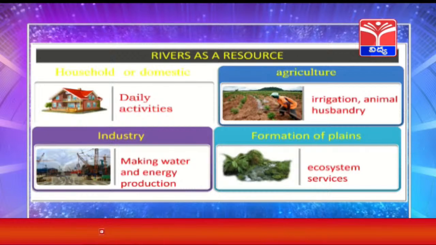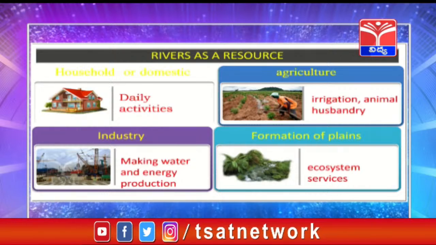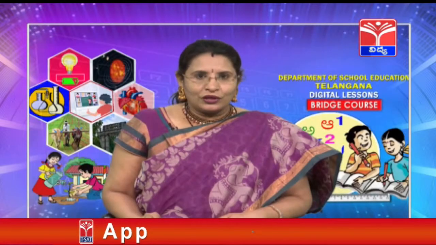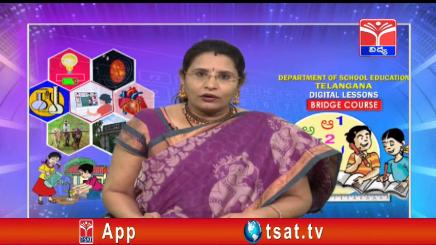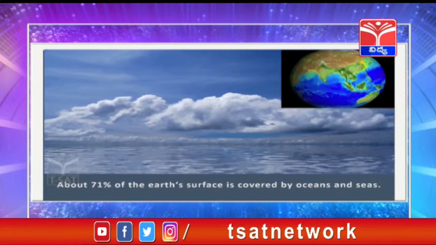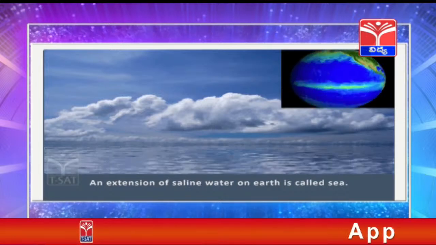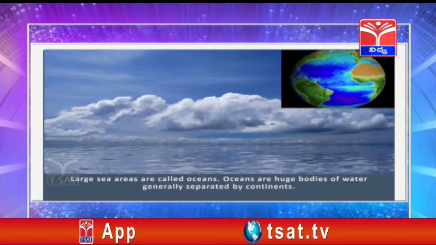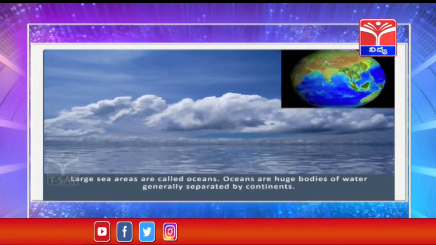Now children, after learning about the rivers, where do these rivers go and join? Yes, they go and join into the oceans. So now let us learn about oceans. As you all know children, the earth is known as a watery planet. About 71% of the earth's surface is covered by oceans and seas. An extension of saline water on earth is called a sea, and the large sea areas are called oceans. Oceans are huge bodies of water generally separated by continents.